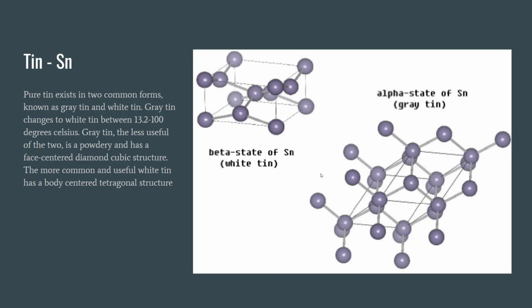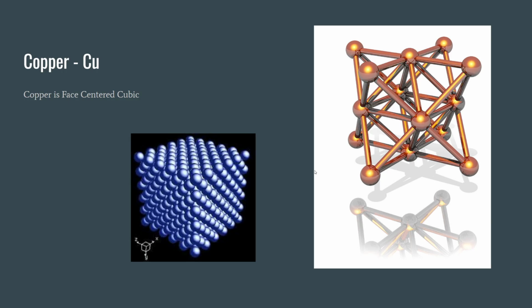Gray tin changes to white tin at somewhere between 13.2 and 100 degrees Celsius, and gray tin has less useful properties as it's a powdery substance and has a face-centered diamond cubic structure. The more common and useful white tin, however, has a body-centered tetragonal structure. Copper, much like gold, is a simple face-centered cubic structure.